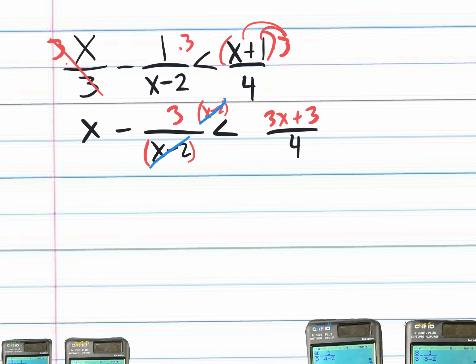But you have to multiply everything by x minus 2. That means this by x minus 2, and also this guy by x minus 2. And that's where it gets super fun, because you have a binomial that you have to multiply by a binomial. So you have to distribute and combine like terms.